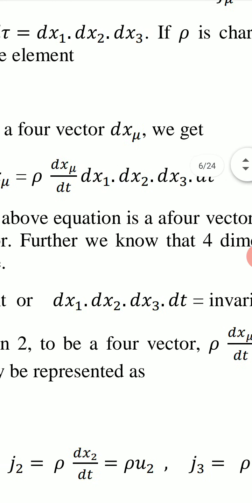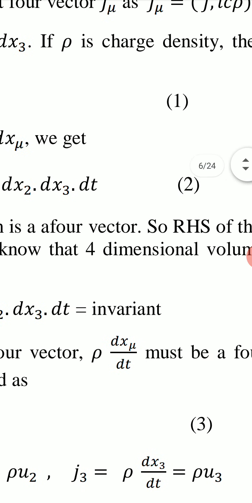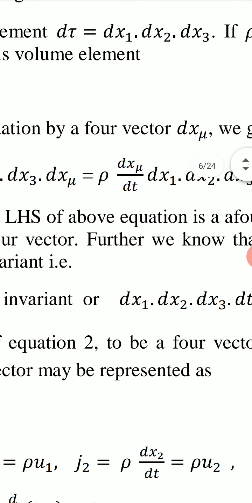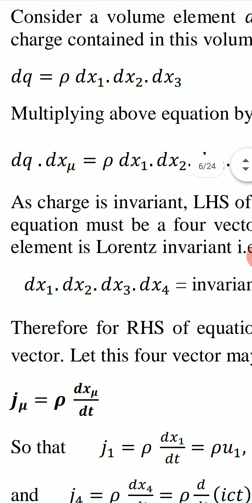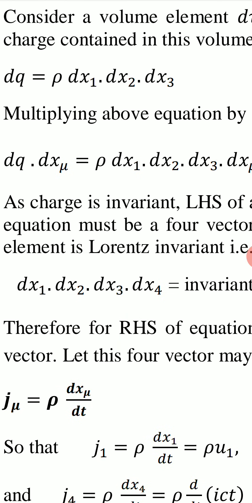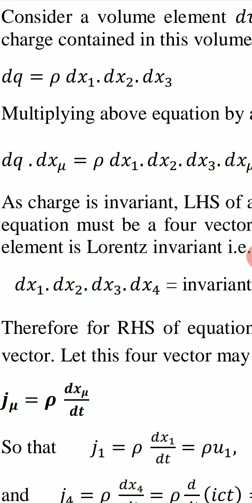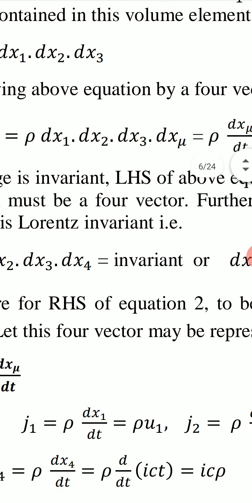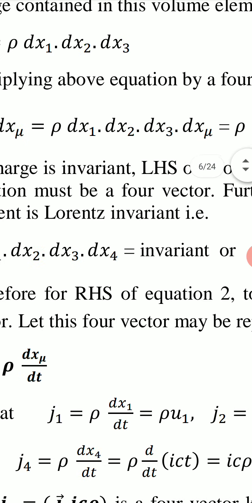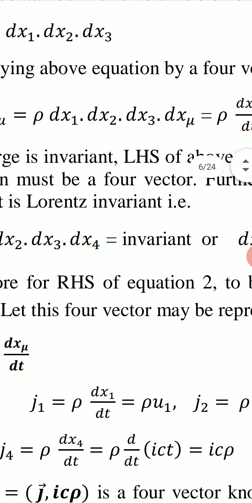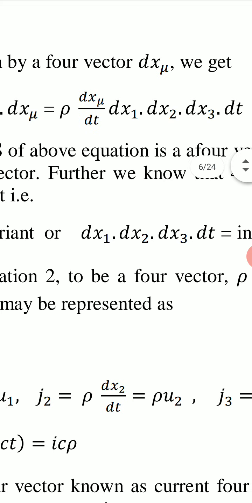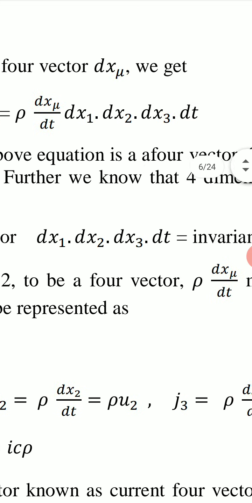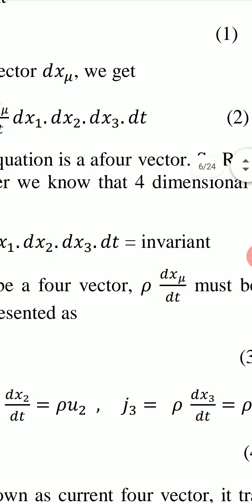Further, we know that the 4-dimensional volume element is Lorentz invariant. dx1, dx2, dx3, dx4 is the 4-dimensional volume element which is invariant. Here x4 is iCT. So dx1, dx2, dx3 into dt is invariant.